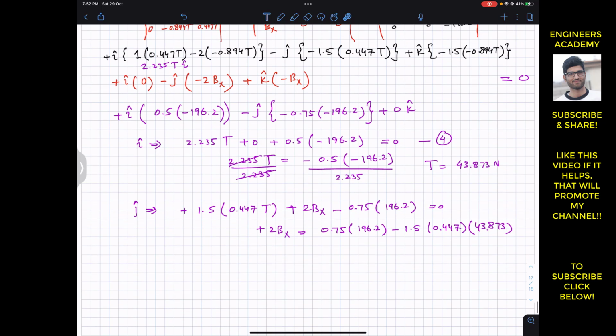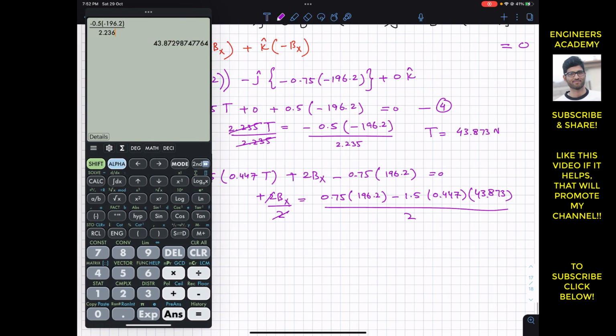And if we divide both sides of the equation by 2, we will get the Bx magnitude. So now Bx magnitude is 0.75 into 196.2 minus 1.5 into 0.447 multiplied by 43.873, divided by 2. So Bx is 58.867 newtons. This is Bx, this is T.